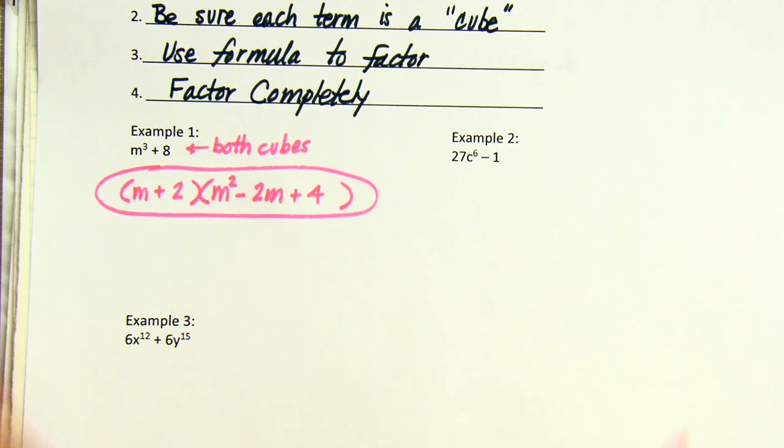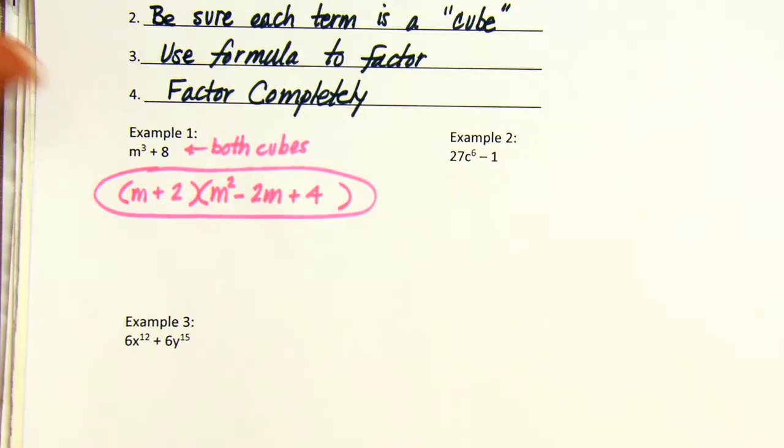All right, let's look at this. 27c to the power of 6 subtract 1. Well, you should recognize 27 as a cube. You should recognize that 1 is in any power, so it is a cube. Right? 1 is a square, 1 is a cube, 1 is a 4th power, 1 is a 20th power. Right? But c to the power of 6.